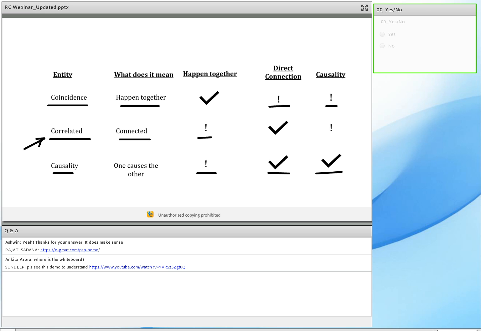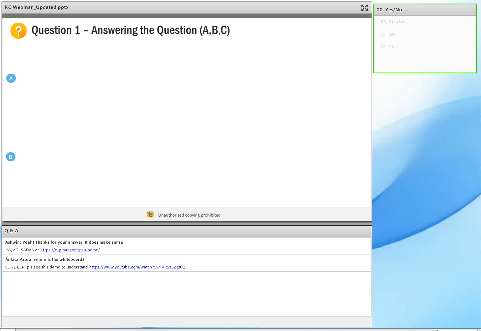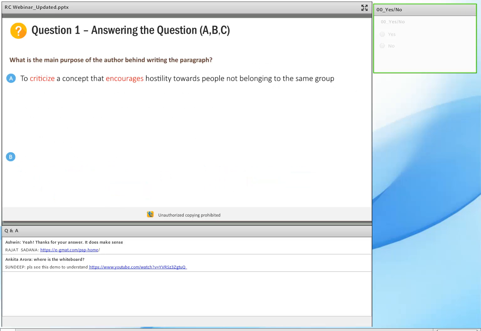Yes, coincidence means they happen at the same time. So co means together, incidence means happening. Okay. So with that, again, remember what we extracted out of this. Now let's look at the questions.